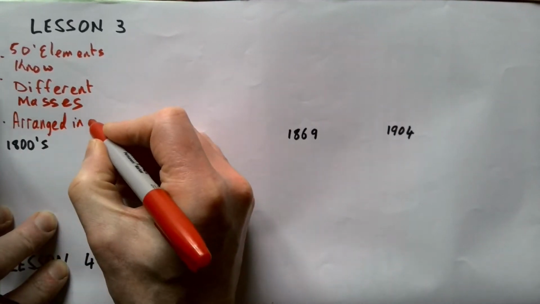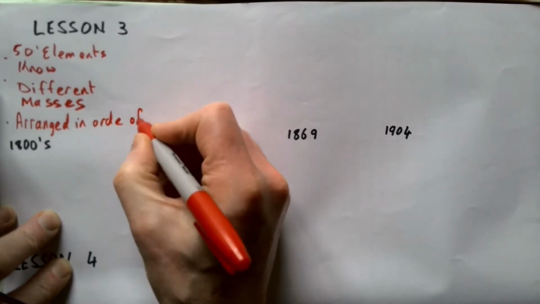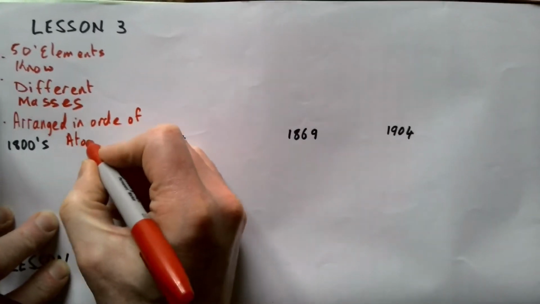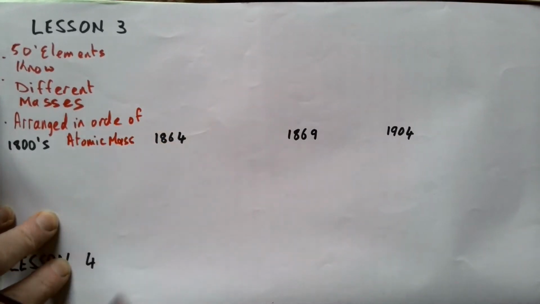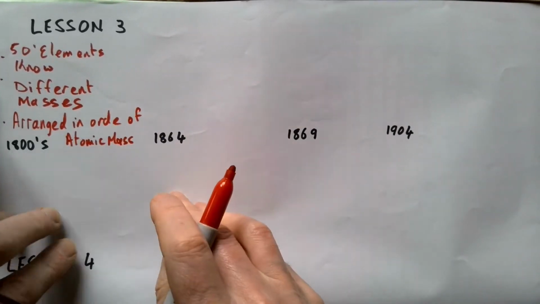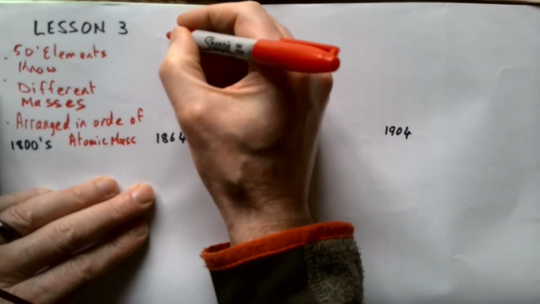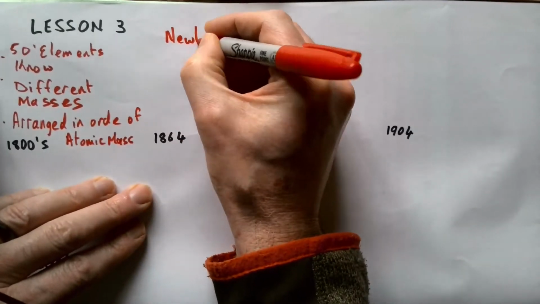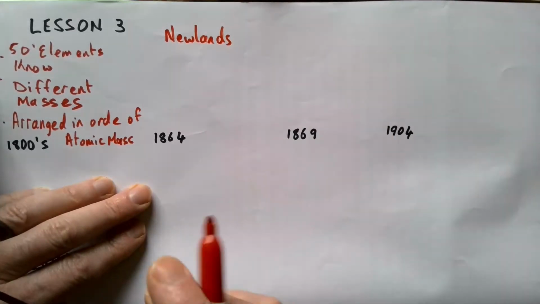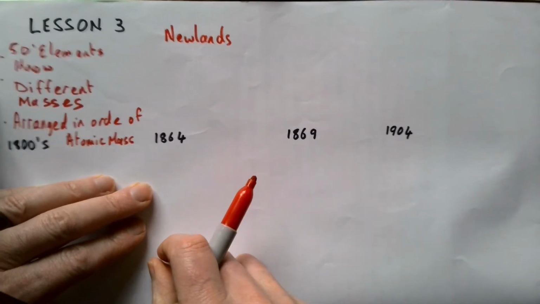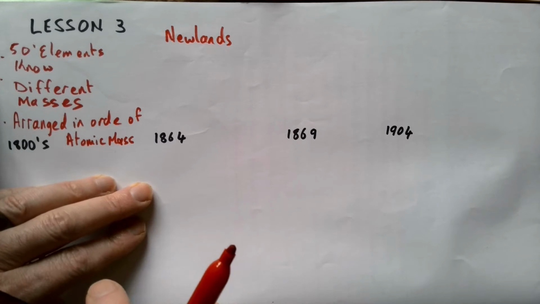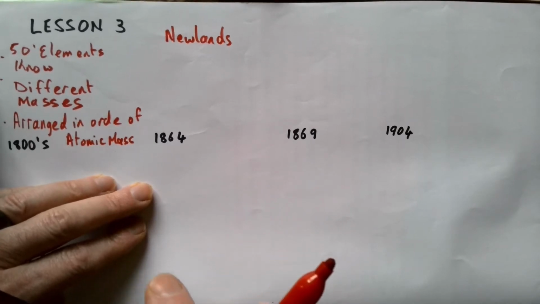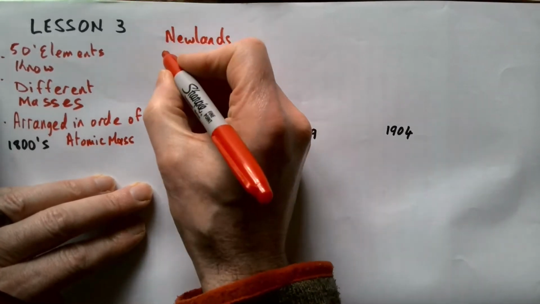Arranged in order of atomic mass, and that is around about the 1800s. Then we move on to 1864 and John Newlands. Newlands arranged his elements in order of atomic mass. What he realized was that after every 8 elements, the properties seemed to be in common.